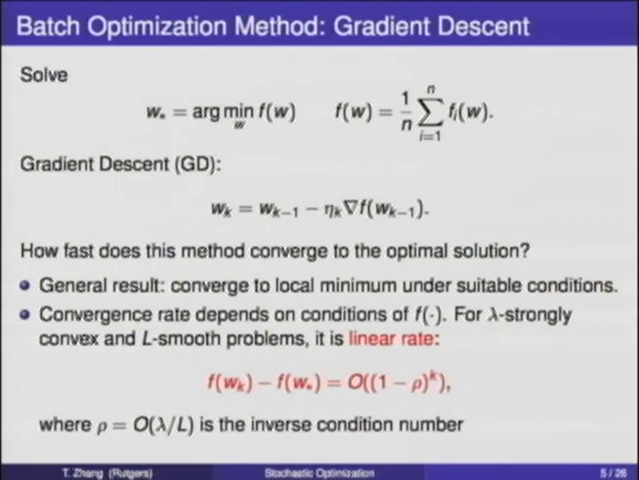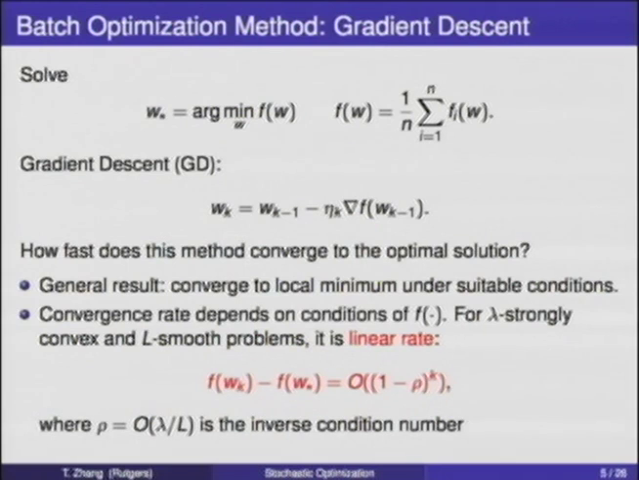Basically, the convergence rate after k iterations will be something smaller than 1 to the k. That's generally referred to as linear convergence in the optimization literature. It can be considered reasonably fast as long as your condition number is not too large, that is, the inverse condition number is not too small. As long as rho is a constant, your convergence is fast.